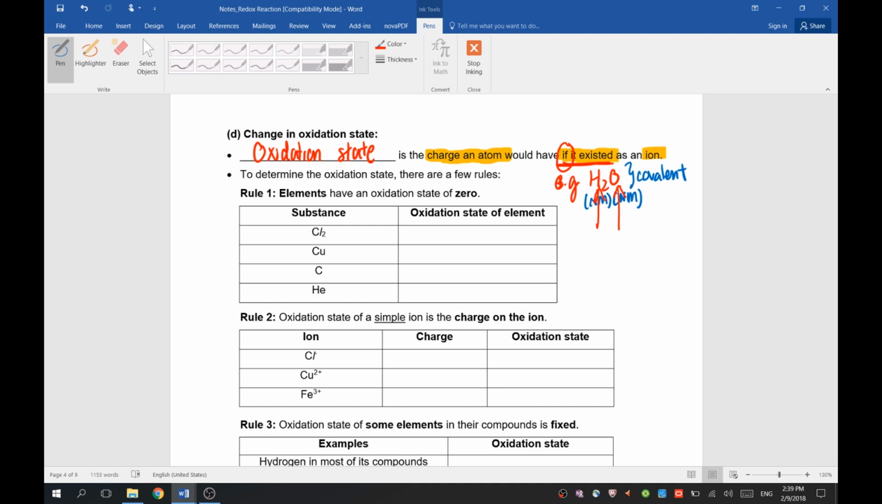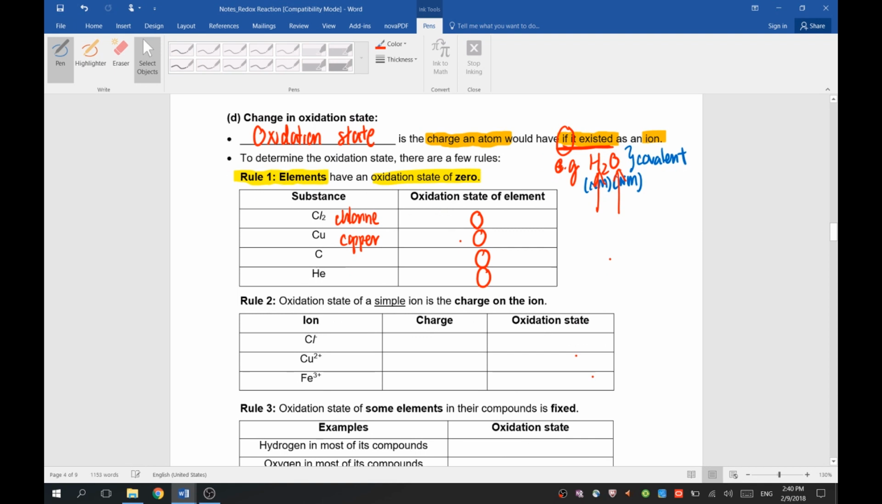Now, there are a few rules that you must keep in mind, and it will take a bit of practice to get this right. The first one: as we are looking at elements, the oxidation state is always 0. What do I mean by that? Chlorine, this is just the chlorine element, Cl2. The oxidation state of chlorine is 0. Copper is just a metal, which is a type of element, and the oxidation state will be 0. Carbon, 0. Helium, 0.